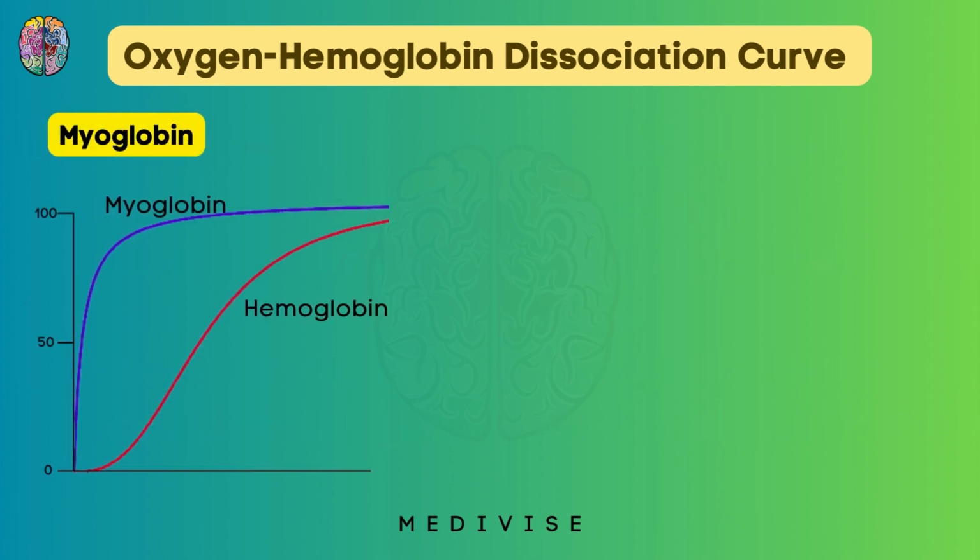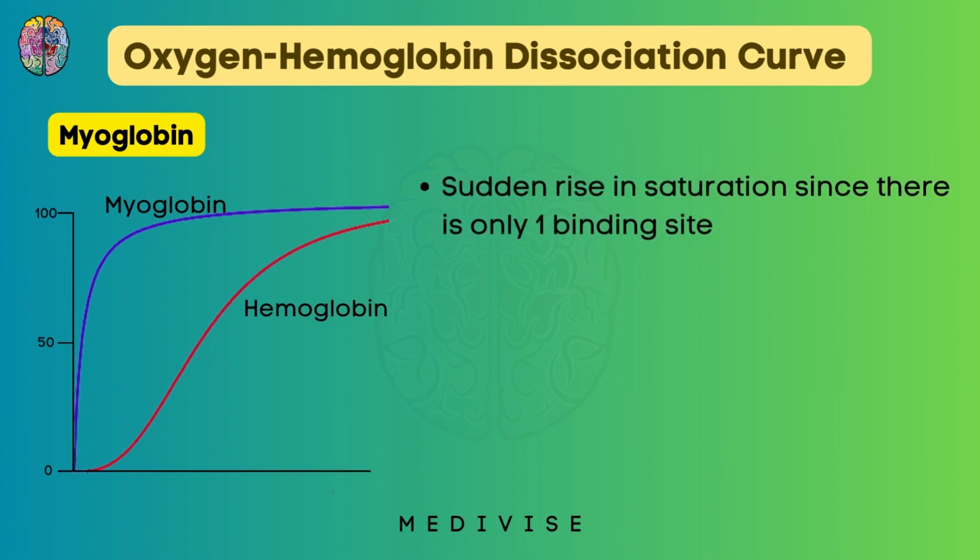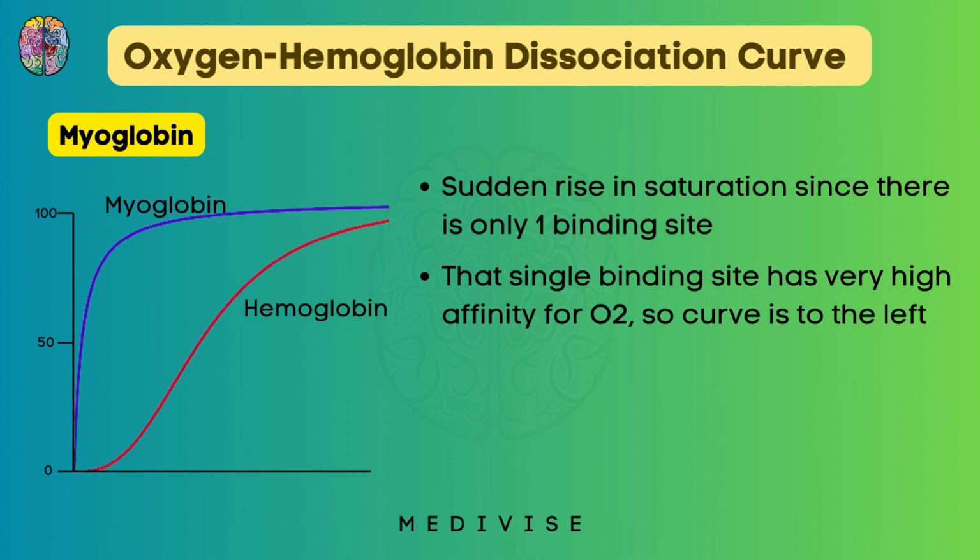Now I'll ask you two questions and try to answer. A sudden rise in saturation is seen here. What is the reason? The reason is that there is only one binding site. So if one oxygen comes and binds to the hemoglobin, it will immediately get 100% saturated. That's why there is such a sudden rise. Second question, why is the curve shifted to the left here? The answer is that the single binding site here has very high affinity for oxygen. And as we know, if the affinity, or love, is high, the curve is shifted to the left.